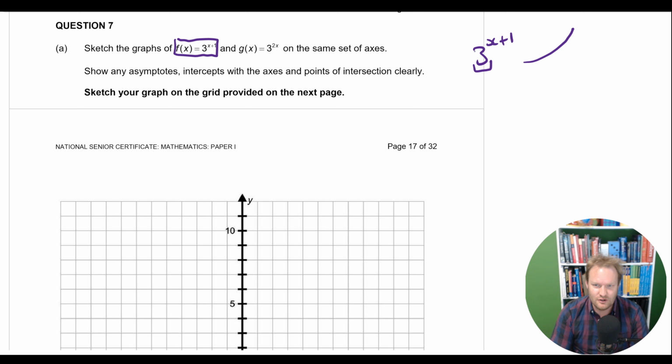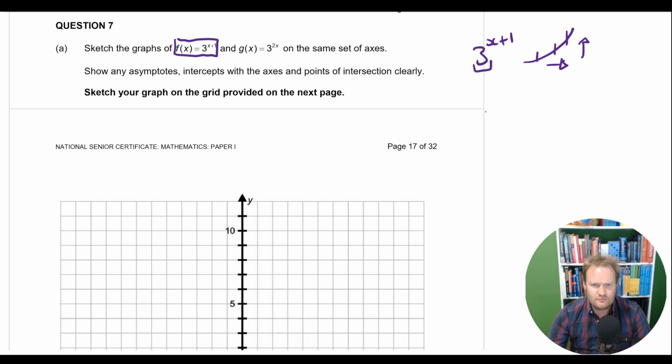When x is 0, we've got 3 to the 1. When x is 1, we've got 3 to the 1 plus 1, which is 3 squared. When x is 2, we have 3 to the 2 plus 1, 3 cubed. So as we're putting in bigger values of x, we're getting bigger values of y, so the graph must be increasing. We have a sense of its shape already.